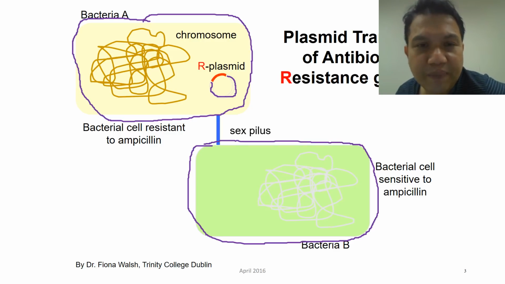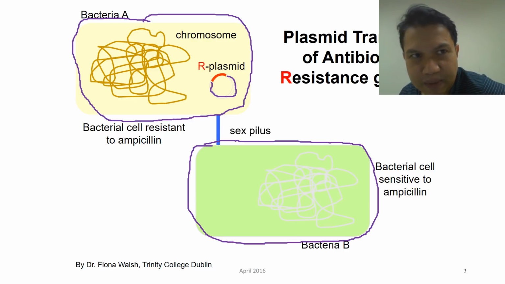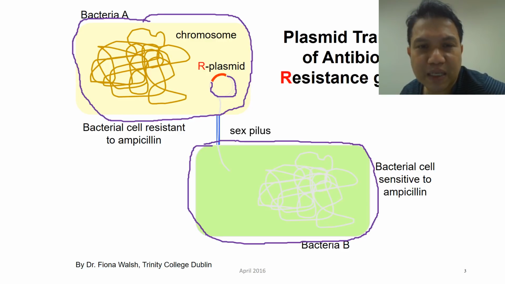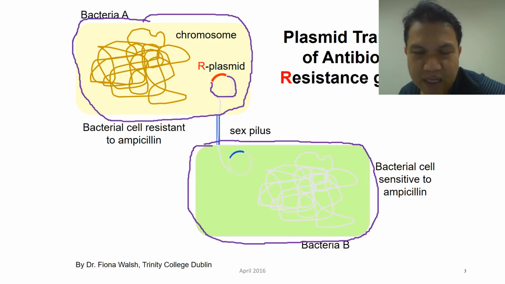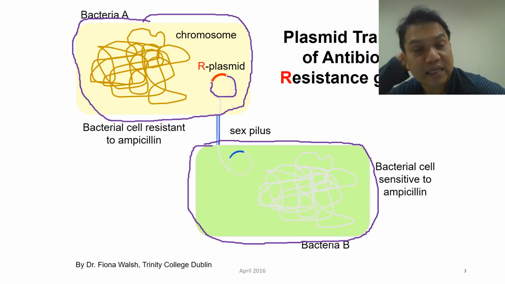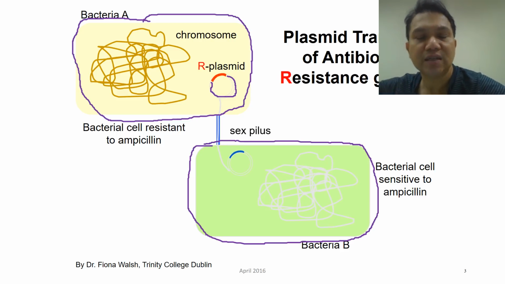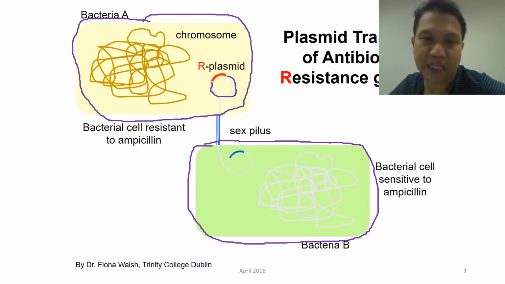So it's a tube, okay? And what's going to happen next? It makes a copy of this plasmid and passes it right across, going over here. And guess what happens to this plasmid that's going over? It will eventually form another plasmid down here. Finish. Now this bacteria B is also resistant to the antibiotic. So this is how you can spread a resistance gene from one bacterium to another.